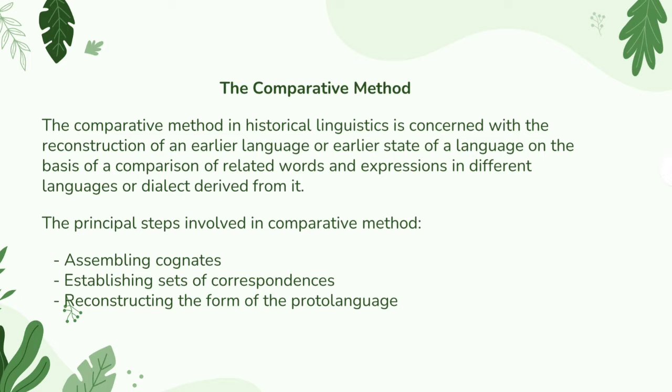The comparative method in historical linguistics is concerned with the reconstruction of an earlier language or earlier state of a language on the basis of the comparison of related words and expressions in different languages or dialects derived from it. Because the processes of language change are systematic, historical linguists can read back through the evidence of those changes to reconstruct earlier versions of language.